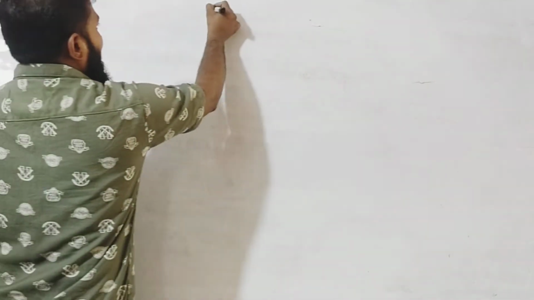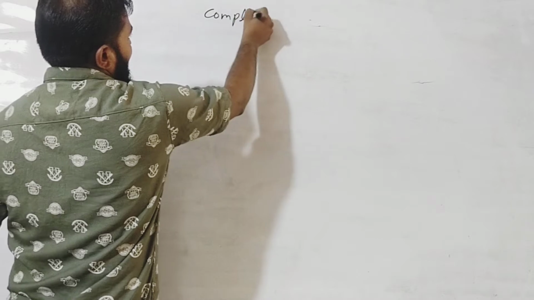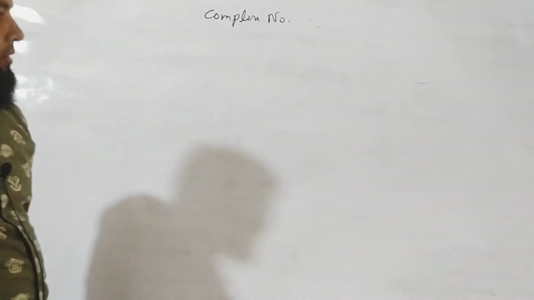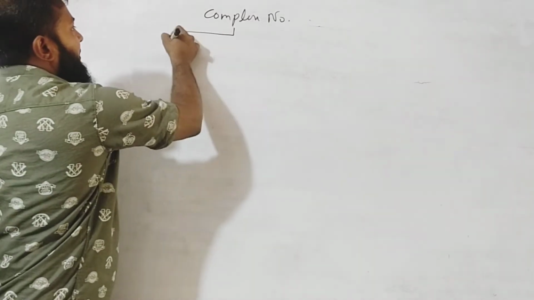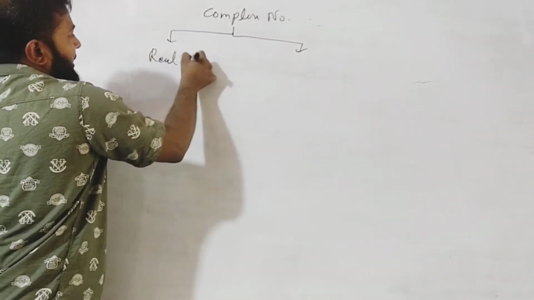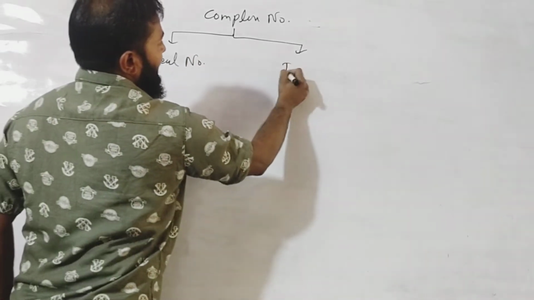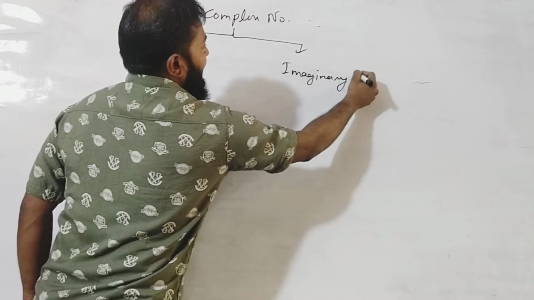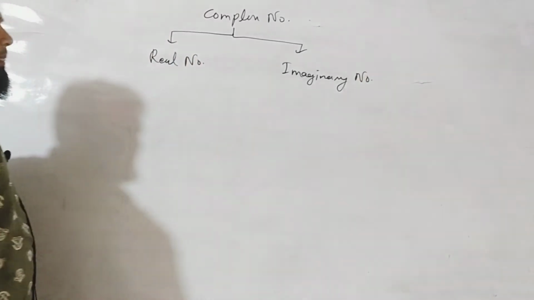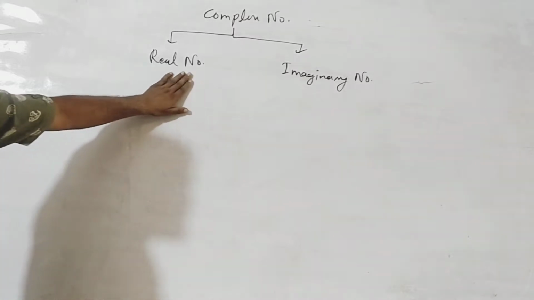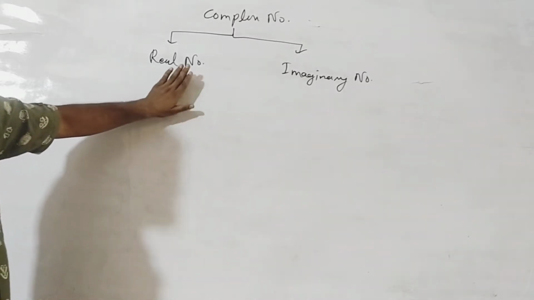Okay, let's start. The complex number. What are complex numbers? Actually, a complex number is classified into two parts: real numbers and imaginary numbers. Real numbers you have studied in class 10 in the first chapter of mathematics.